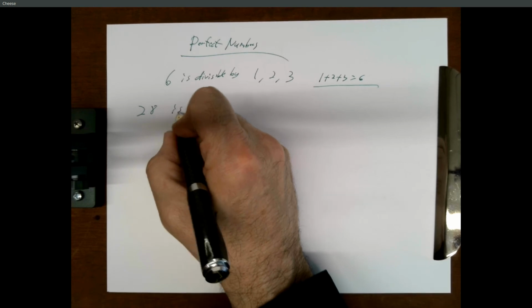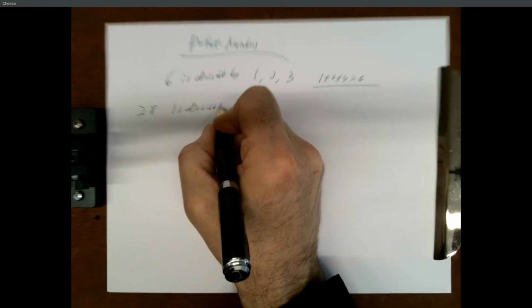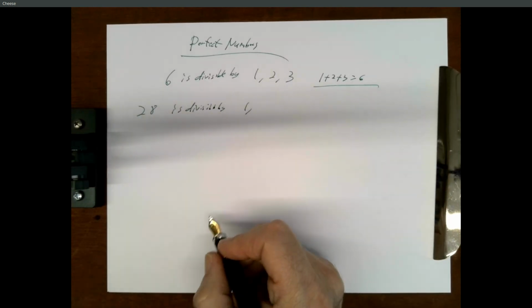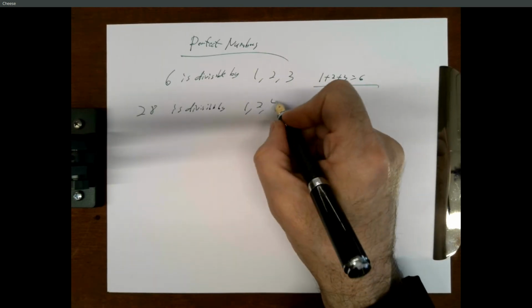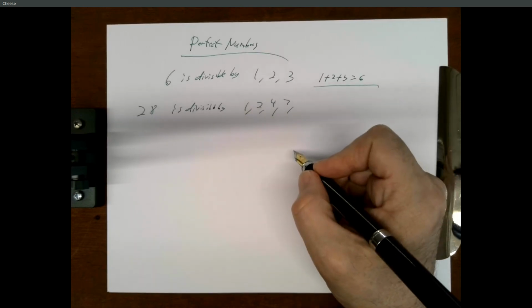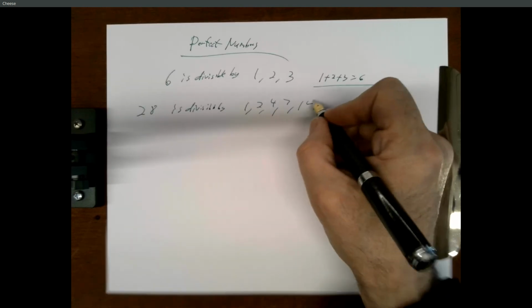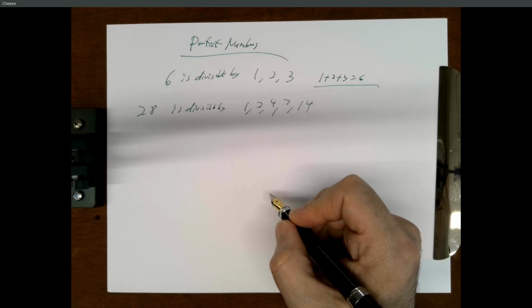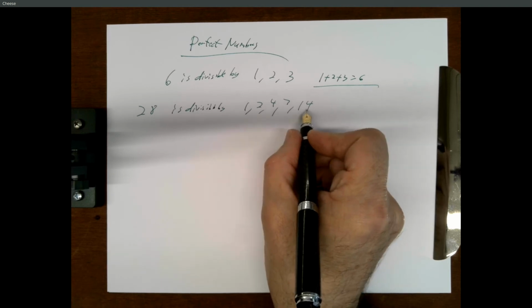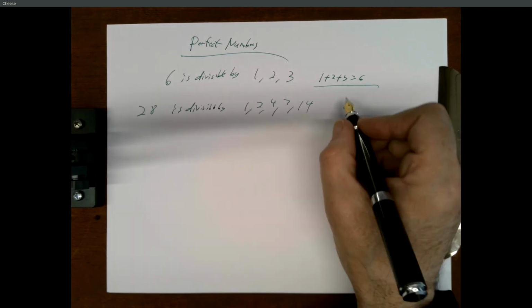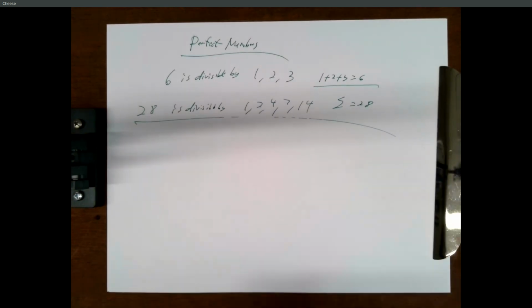Okay, what's 28 divisible by? I'll start us off. 1, 2, 4, 7, 14. Anything else? All right, 1 plus 2 is 3, plus 4 is 7, plus 7 is 14, plus 14 is 28. So there are some numbers that if you add up all their factors less than themselves, you get the number back. And those are called perfect numbers.